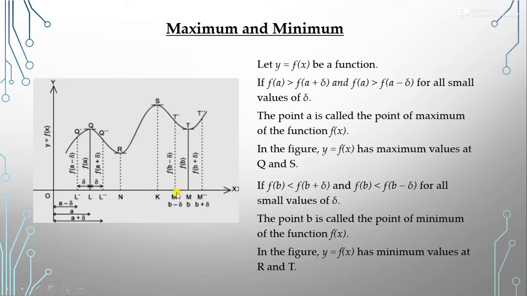Now, if we talk about the point B, you can see that the function value f(B) is less than f(B plus delta), and f(B) is less than f(B minus delta), where you know that delta is a very small value. So that point B is called the point of minimum of that function f(x). In this figure you can see that at R and T we have the minimum value of that function f(x). So these are the maximum and the minimum.